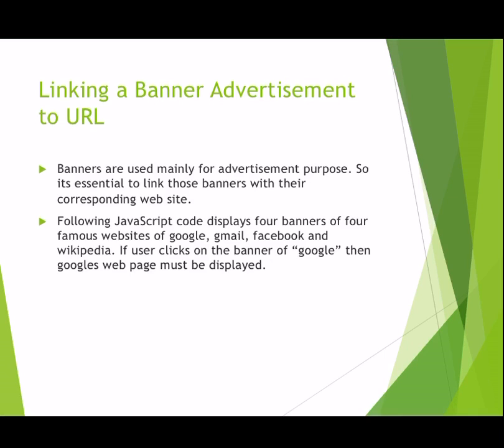So we'll see a JavaScript code that displays four banners of four famous websites: Google.com, Gmail, Facebook, and Wikipedia. If the user clicks on Google, then the Google web page will be displayed. If the user clicks on Gmail, then the Gmail website will be opened. If the user clicks on Facebook, then the Facebook website will be opened, and similarly for the Wikipedia banner. So four images we are going to take, and we are going to link those four images with four different websites. When you go on that particular image, the URL of that image will be displayed.